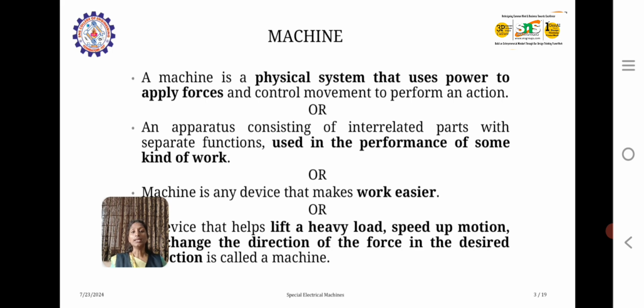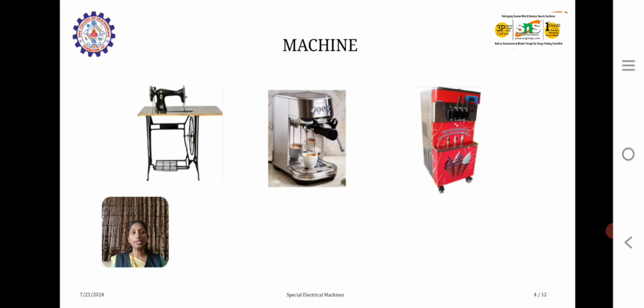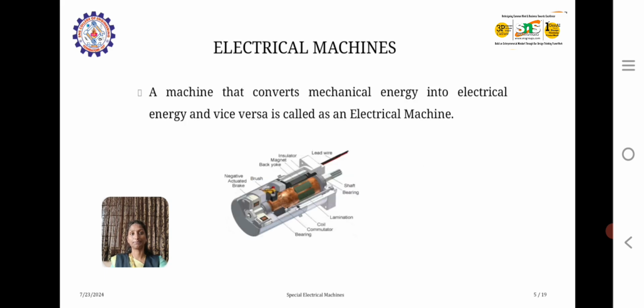Yes, obviously. Now we are moving on to technology and moving on to machines. A device that helps lift a heavy load or speed up motion or change the direction of the force in the desired action is called a machine. A machine has many definitions, of which these four are examples. A machine is a physical system that uses power to apply forces, so it will do any kind of work. For example, a tailoring machine, coffee machine and ice cream machine, we call them machines.